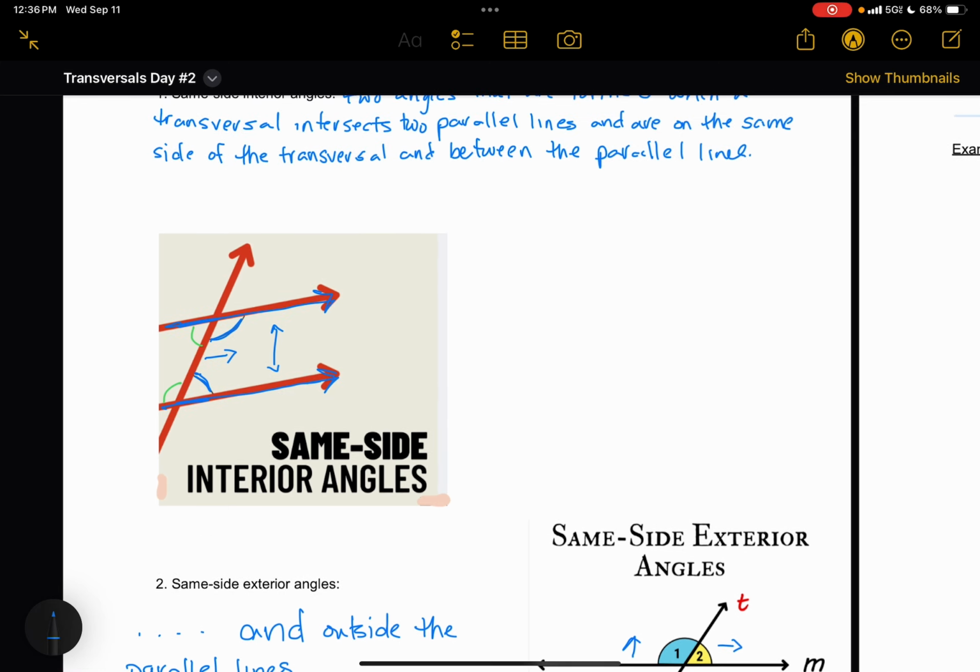Something to keep in mind, that same side angles, and that doesn't matter if it's interior or exterior, same side angles add to 180 degrees. So I could say angle 1 plus angle 2 is going to give me 180 degrees. Okay, so same side angles add up to 180 degrees. Inside or out, doesn't matter which.